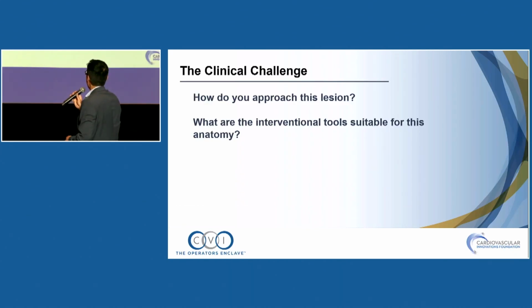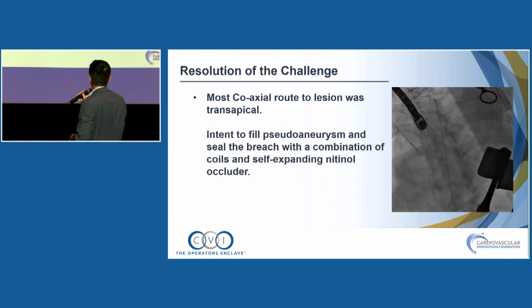So how do you approach this? What are the interventional tools suitable to repairing this if he's not a surgical candidate? Well, we just felt that the most coaxial route to this lesion was transapical. And we intended to fill the pseudoaneurysm and seal the breach with a combination of coils and a self-expanding nitinol occluder, which was our initial strategy, and it actually worked out.